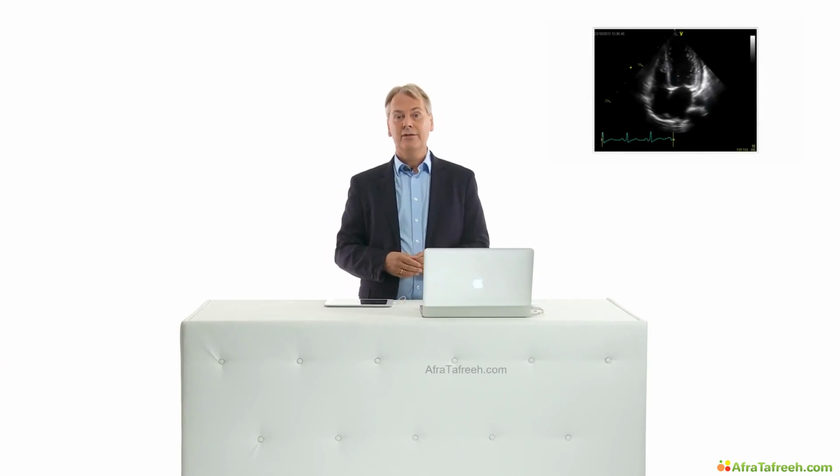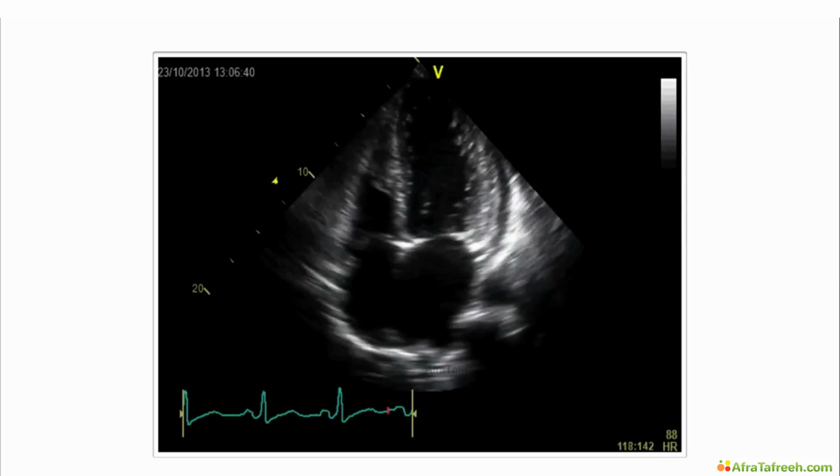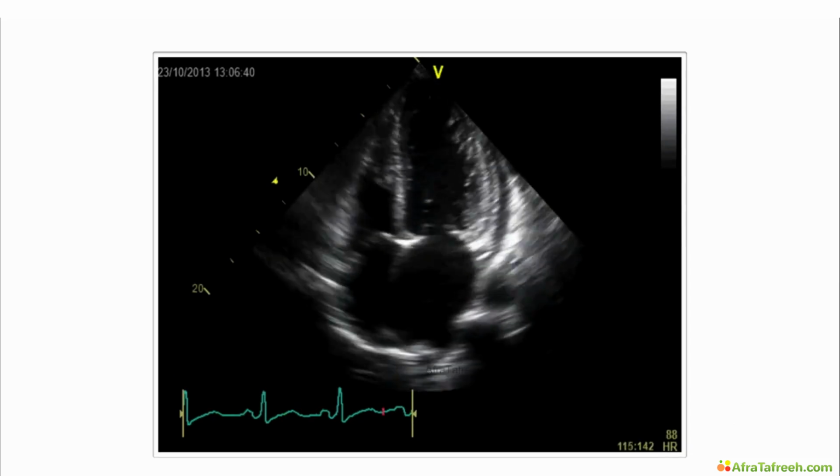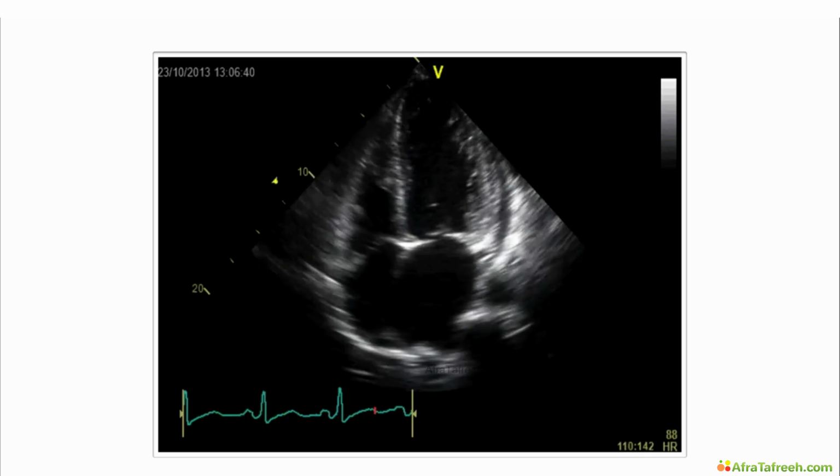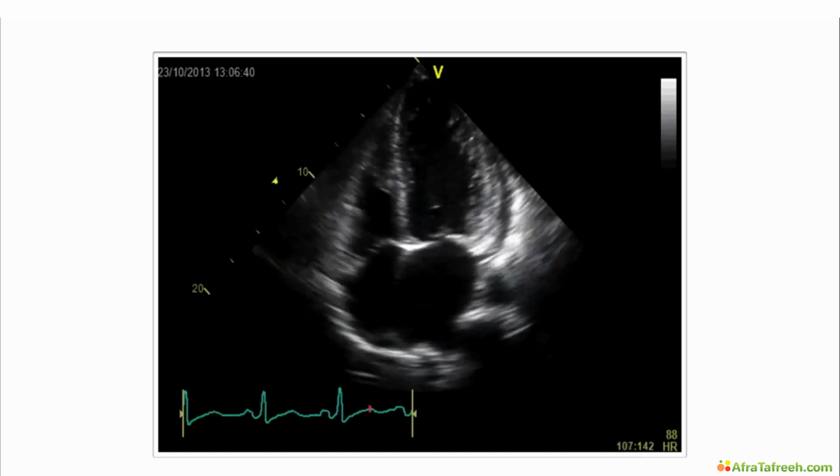But what about this patient? Does this patient have dilated cardiomyopathy? His left ventricle function is impaired, but the ventricle is not really dilated. Well, there are many reasons why the ventricle might not be dilated.